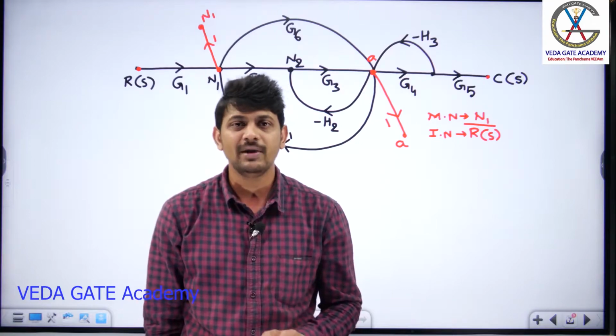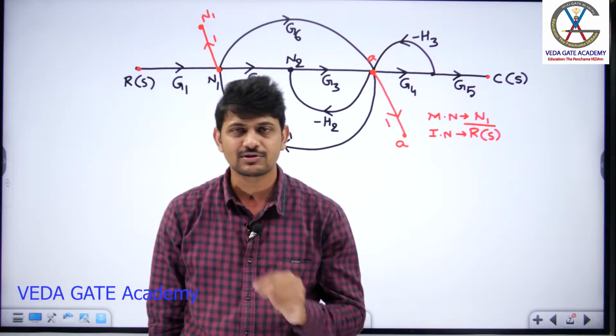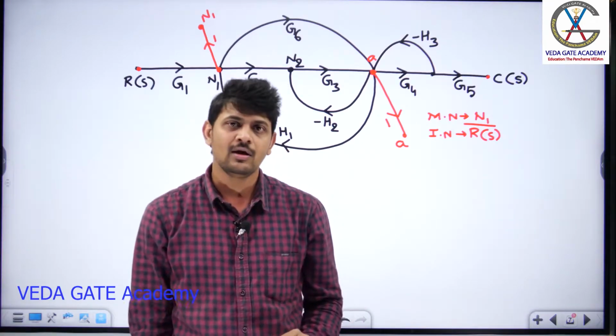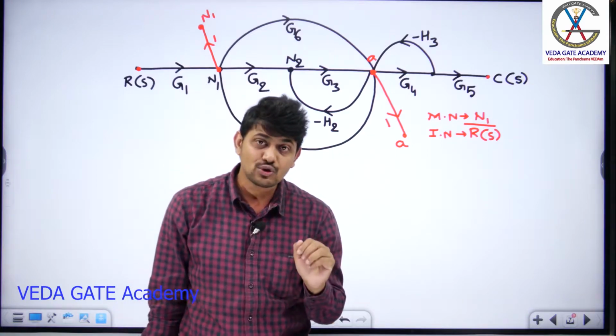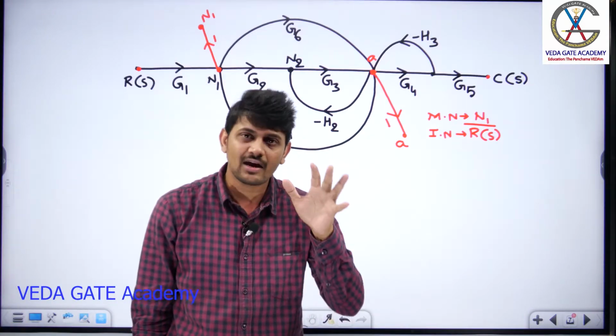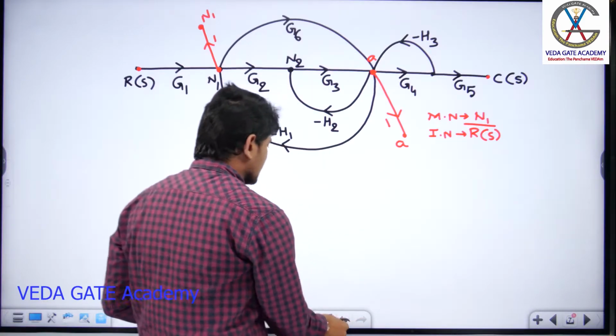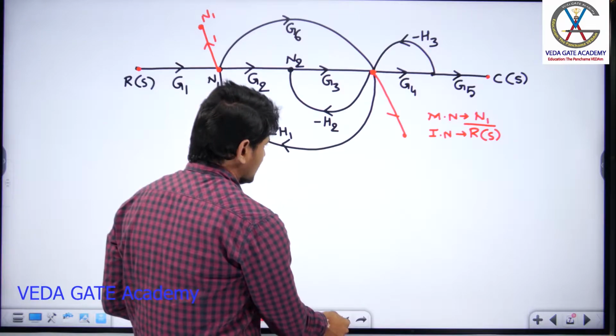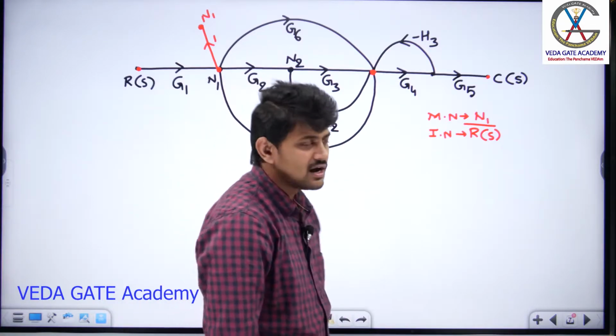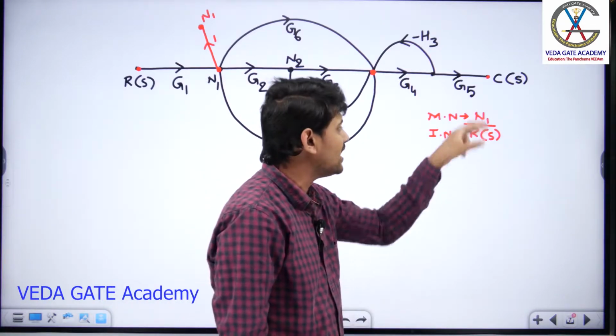But we cannot convert a mixed node into an input node. This point is also very important. Please make a note of that. We cannot convert a mixed node into an input node, but we can convert a mixed node into an output node. Now, the point why I am discussing this: let me erase this, this is not required. Here in the question they ask you to determine the ratio of N1 by R(S).